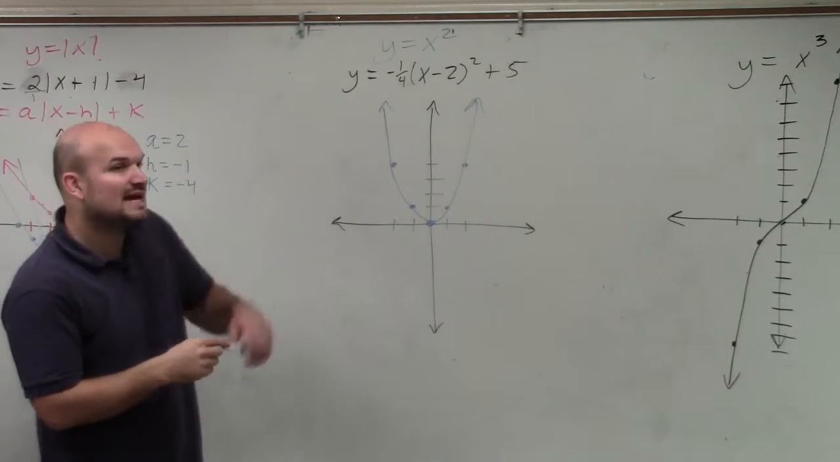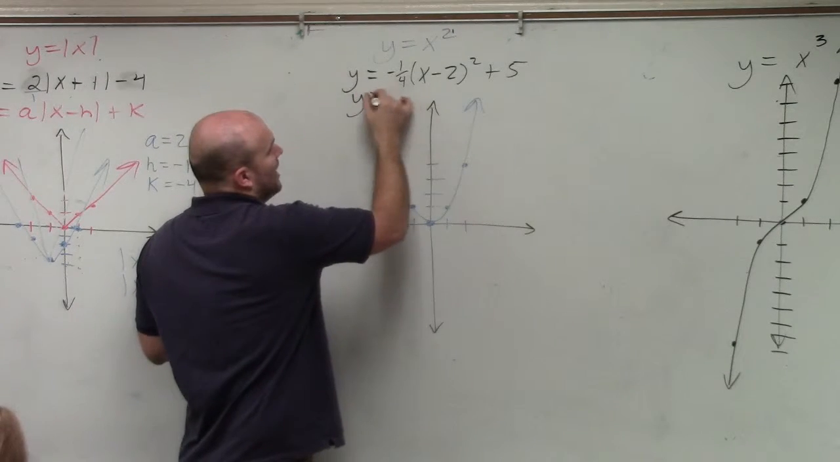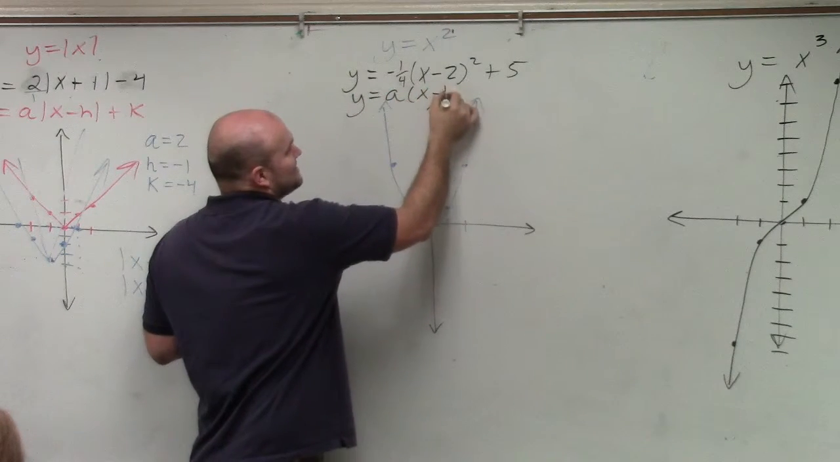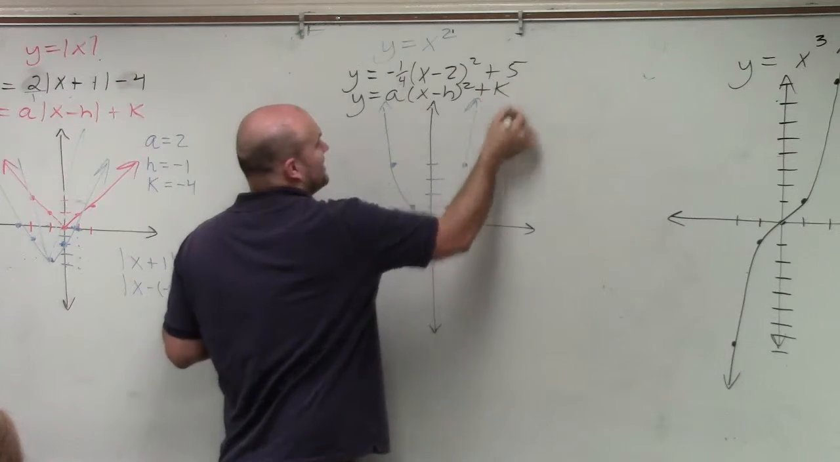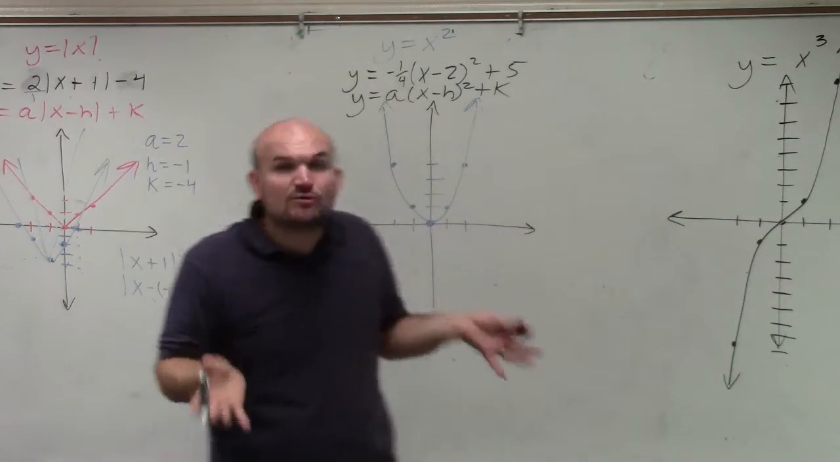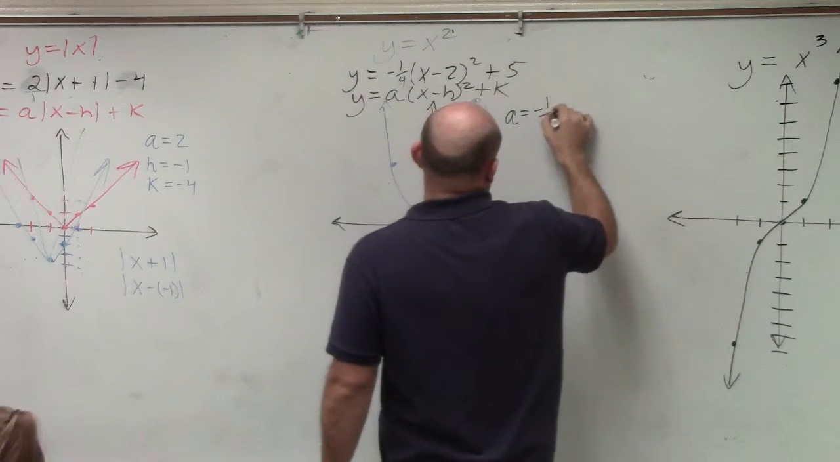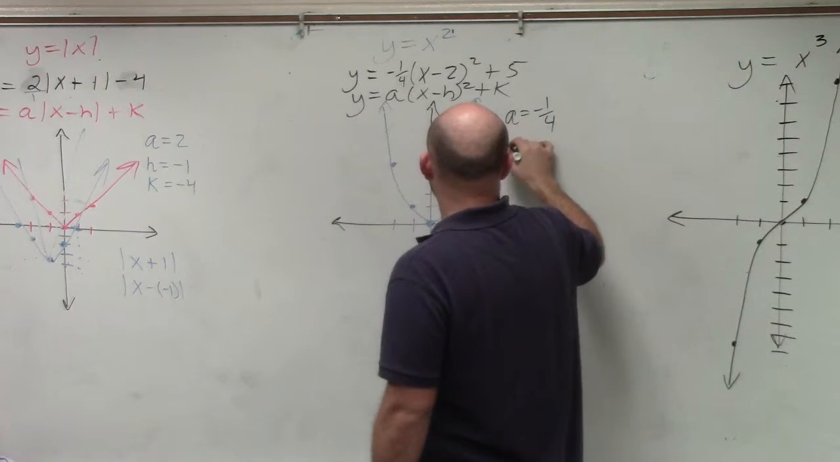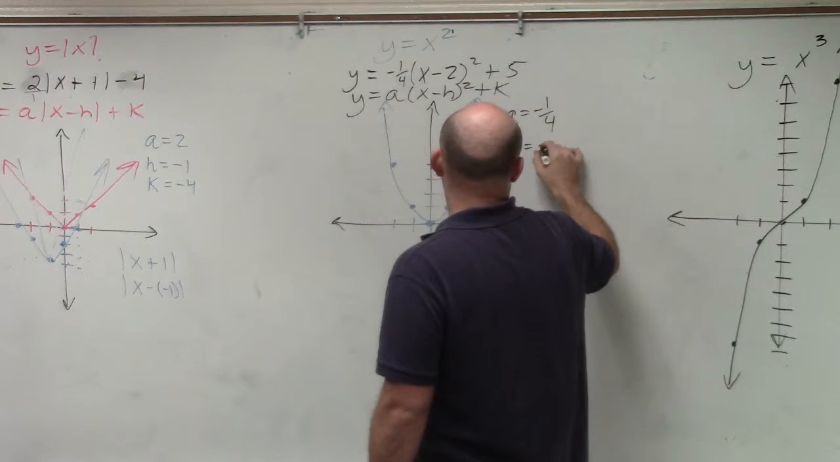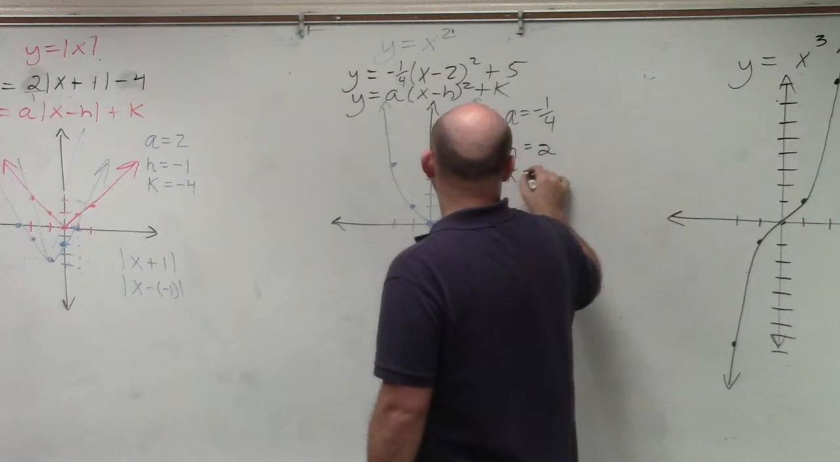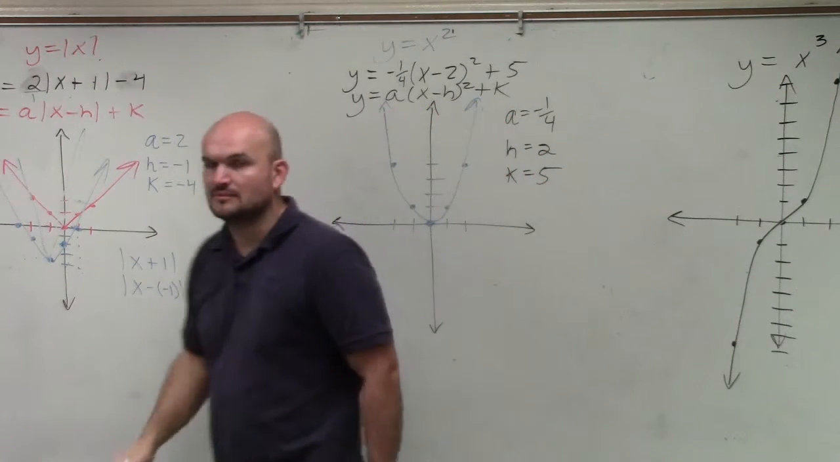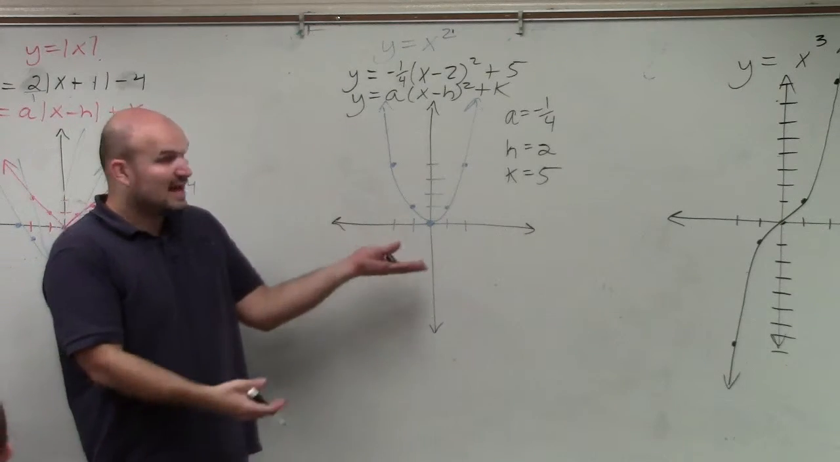Again, we have the same transformations. Y equals a times x minus h squared plus k. So again, if I'm going to graph this using transformations, I would identify what my a is, I would identify what my h is, and I identify what my k is.